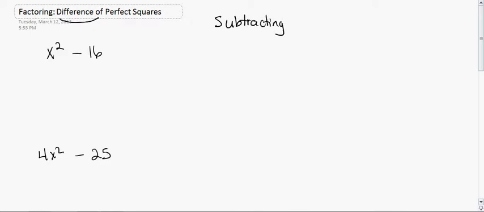You also need to be subtracting two things. So subtracting 2, and then you have to be subtracting perfect squares. So you have to be subtracting 2 perfect squares. So maybe we should think a little bit about what perfect squares are just for a second.